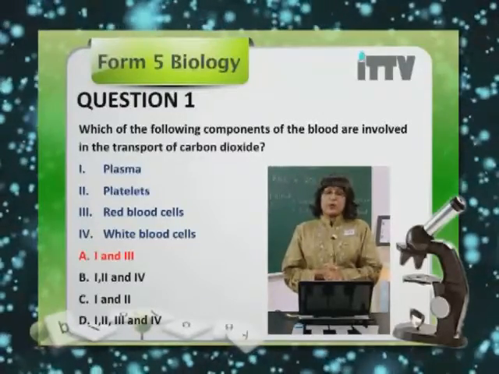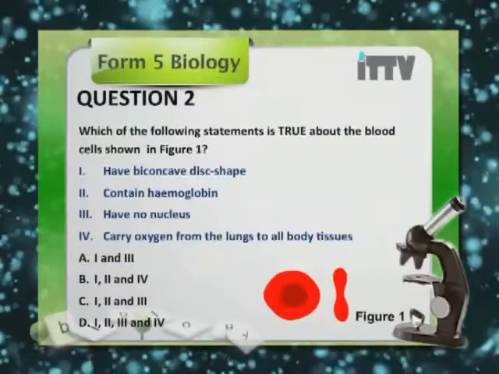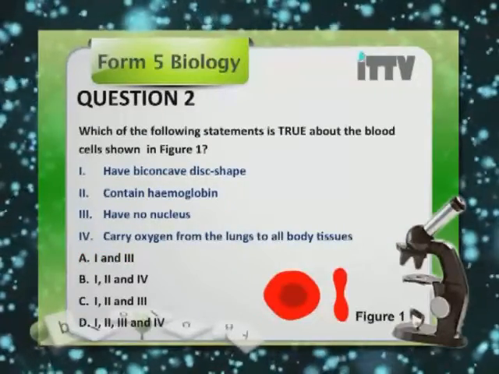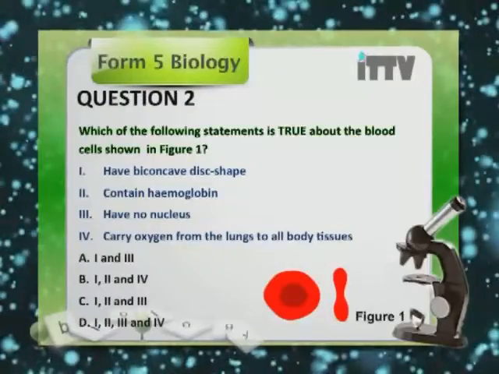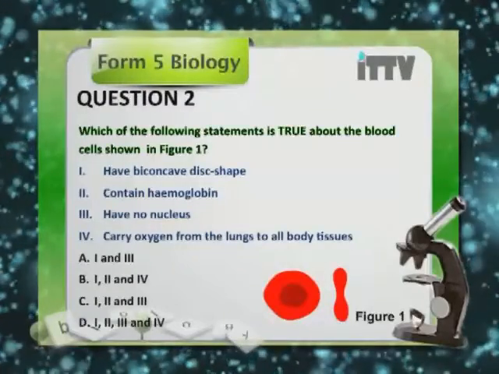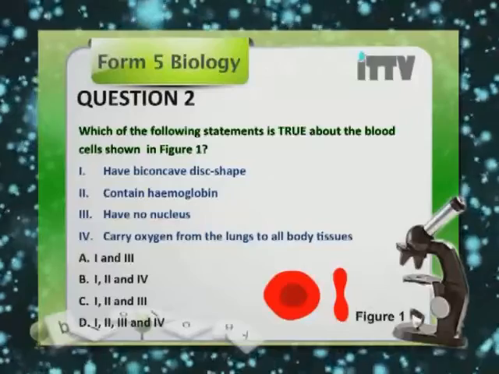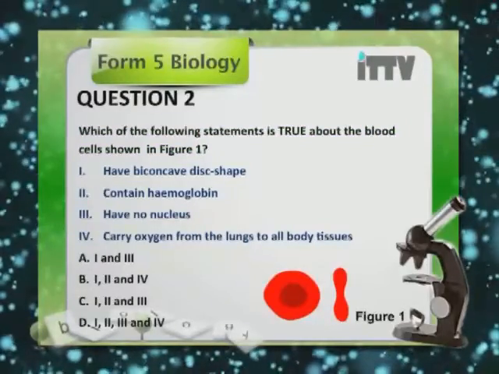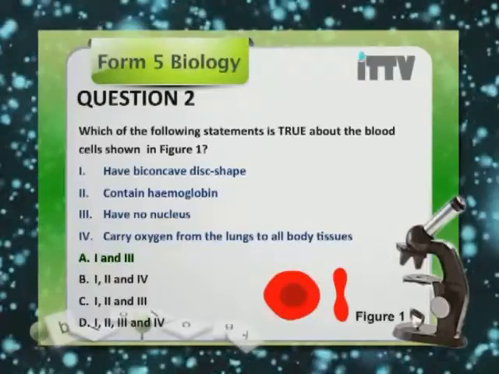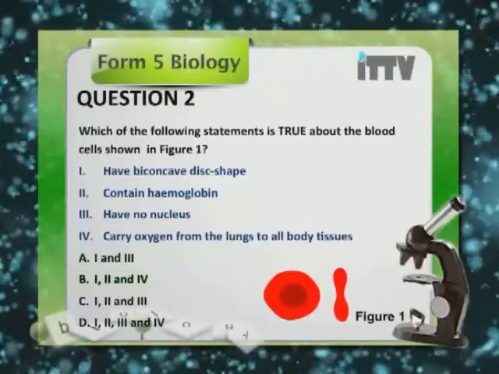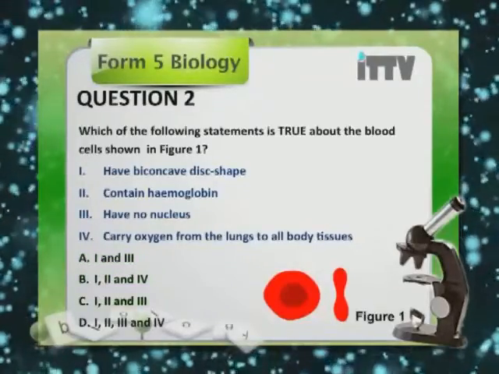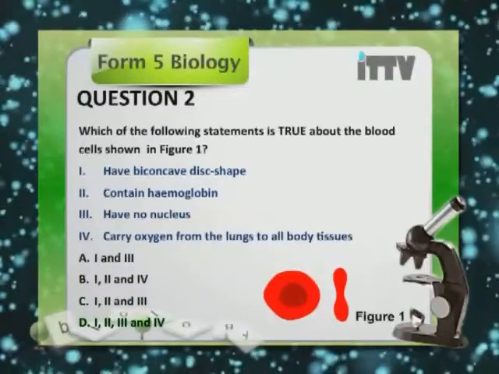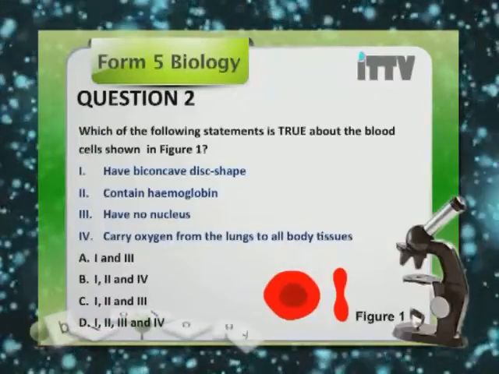Now let us move on to question number 2. Figure 1 shows a diagram of a blood cell. Which of the following statements is true about the blood cell shown in figure 1? Can you guess what that diagram is? The options are A, 1 and 3, B, 1, 2 and 4, C, 1, 2 and 3, and D, 1, 2, 3 and 4. Yes, you all have guessed it right.